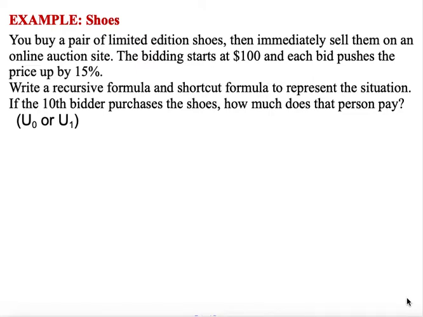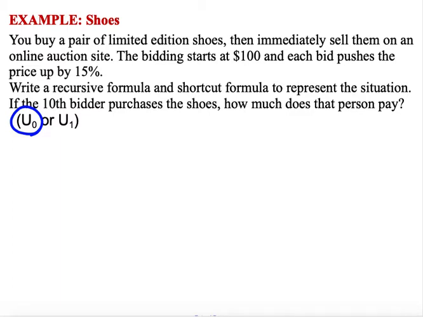We are going to write a recursive formula and a shortcut geometric formula to represent the situation, so two different formulas, and then we're going to figure out if the 10th bidder purchases the shoes, how much will that person pay? Well, the first question I have for the recursive formula, are we going to use u sub 0 or u sub 1? Since the bidding starts at $100, so before anything happens, we've got $100 going on. I'm going to call it u sub 0. If you picked u sub 1 on a test or a quiz, that's fine. I'll figure it out, but it's worth trying.